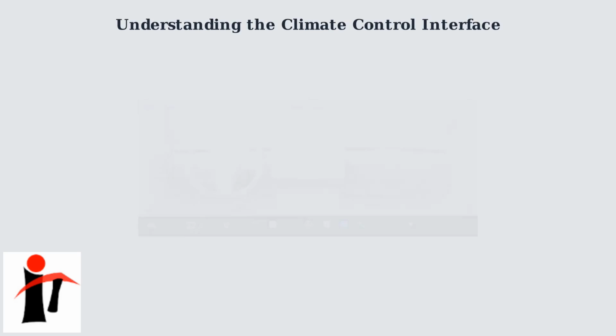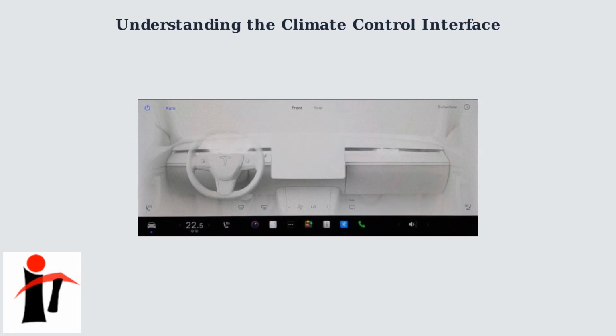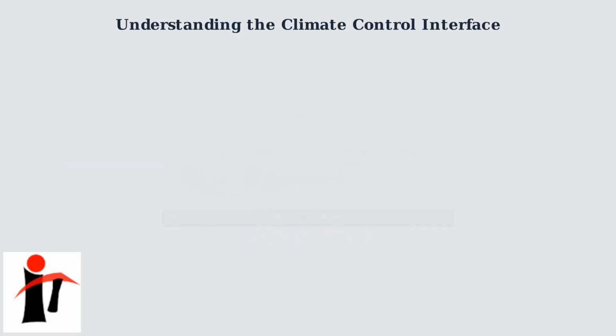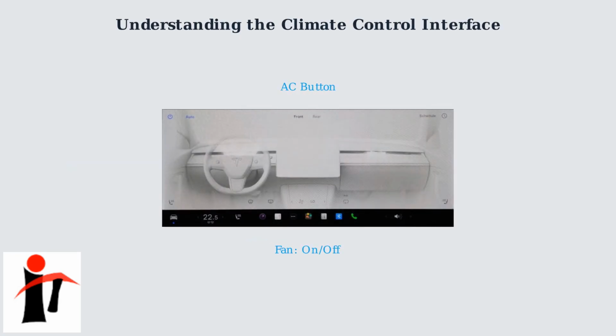The Tesla Climate Control interface is divided into sections for driver and passenger settings. Each side has its own temperature slider. You'll also find controls for seat heating with up to 3 levels, steering wheel heat, and air distribution options like face, feet, and windshield. The AC button toggles air conditioning, and you can select on or off under the fan icon to control airflow. Explore these options for personalized comfort.